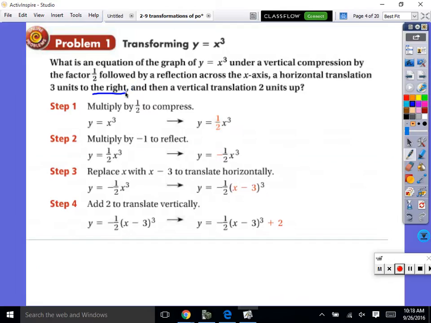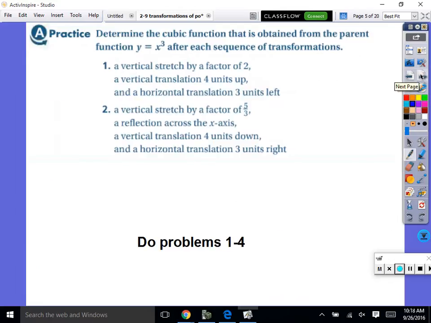Okay, sweet. So let's do this one really quick. It says determine the cubic function that is obtained from the parent function y equals x cubed after each sequence of transformations. A vertical stretch by a factor of 2. So won't that be y is equal to 2 times something? Right, we're multiplying by 2. And then it says a vertical translation of 4 units up. Okay, so I'm going to have a plus 4.